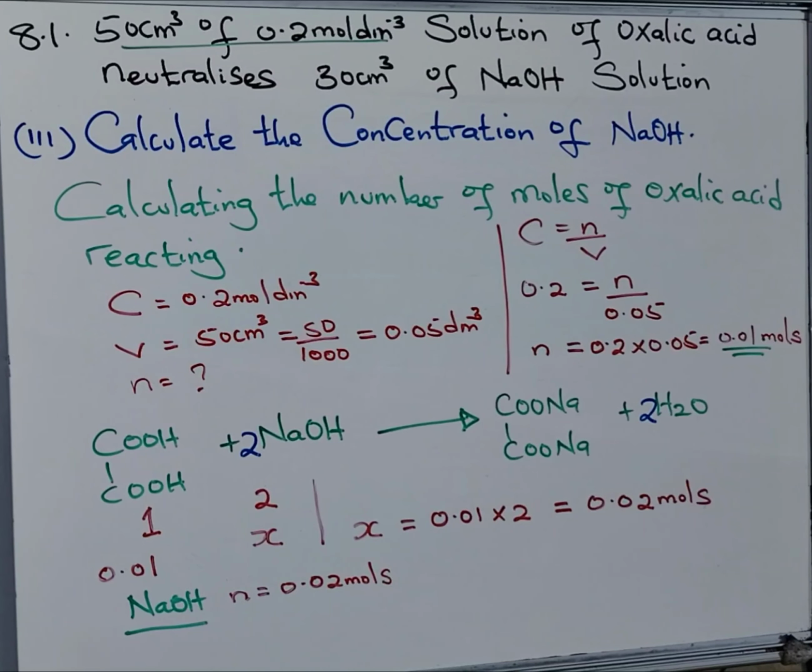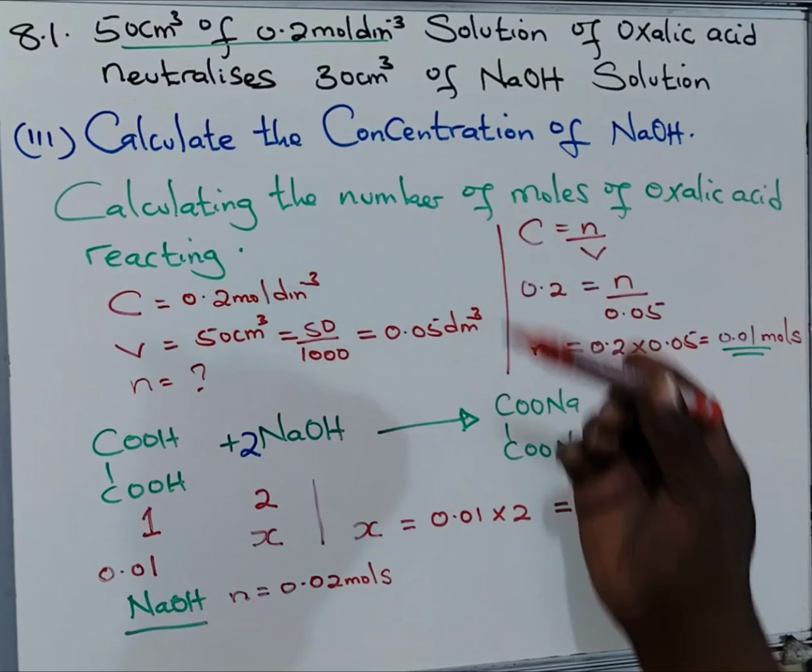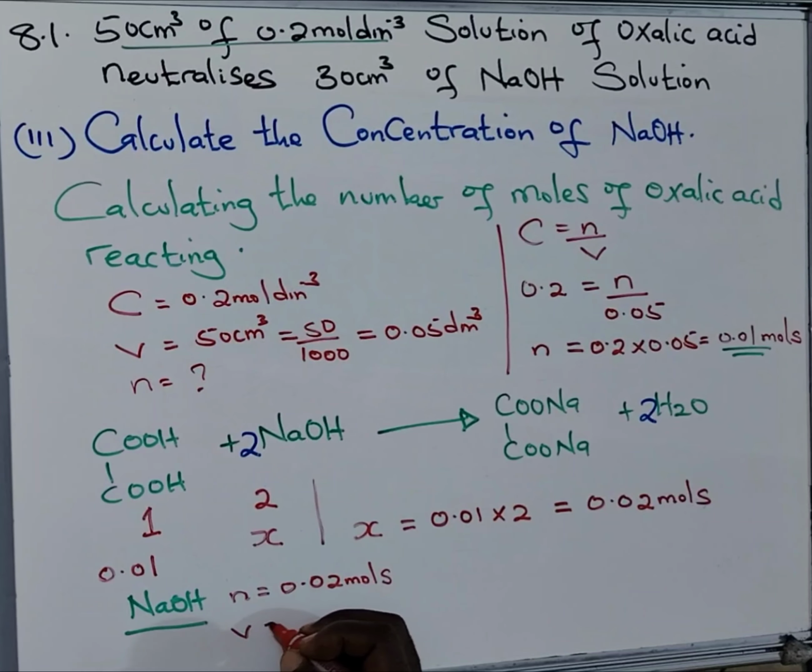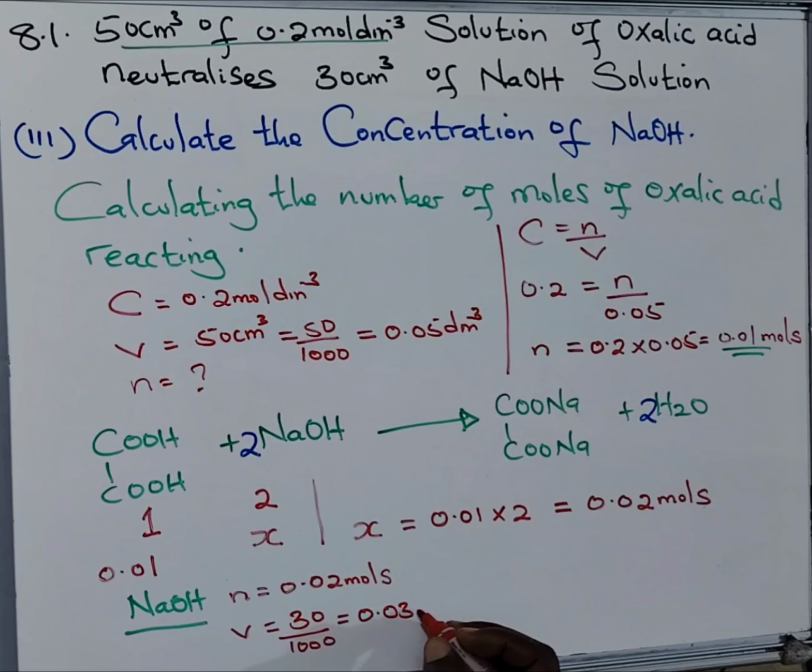Okay. What else do you know about sodium hydroxide? We know the volume. The volume is 30 cubic centimeter. So what do we do? We change it to cubic decimeter by dividing. What we are going to get here is going to be 0.03 cubic decimeter.